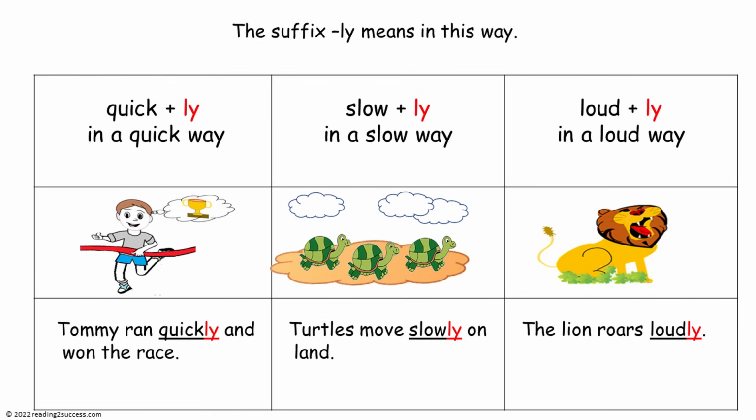The suffix ly means in this way. The word quickly means in a quick way, as in the sentence, Tommy ran quickly and won the race. The word slowly means in a slow way, as in the sentence, turtles move slowly on land. And the word loudly means in a loud way, as in the sentence, the lion roars loudly.